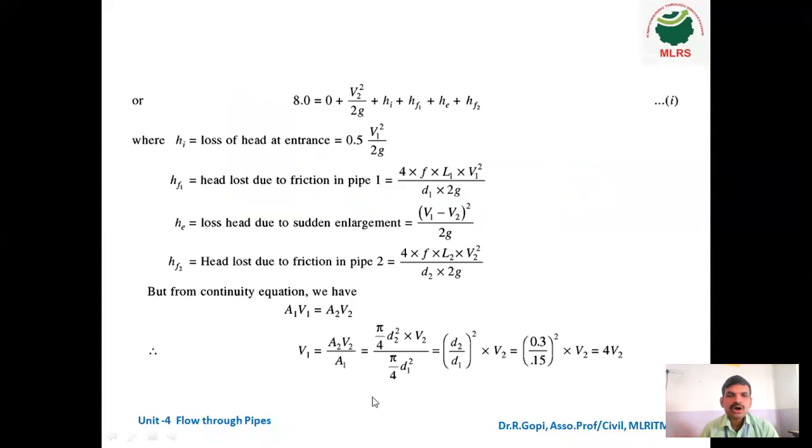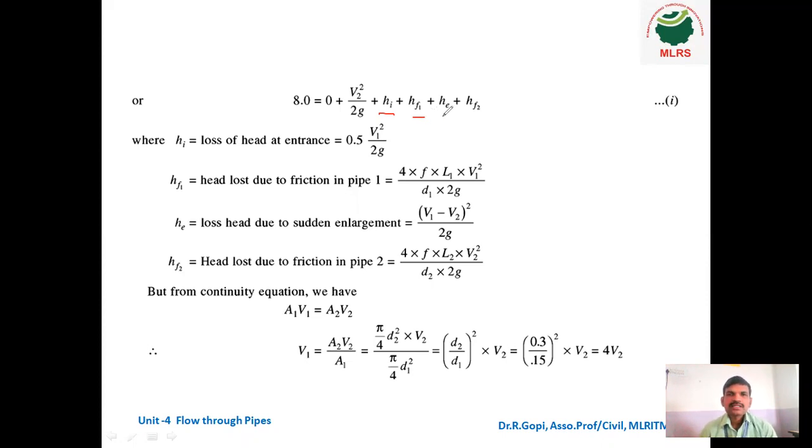So now substitute all the values. Here 8 is equal to plus 0. There is no pressure in the pipe, so it is 0, and V2 square by 2g. Velocity we have to calculate. And HI, what is HI? Loss of head due to inlet of the pipe. And HF1, loss of head due to friction in the first pipe.